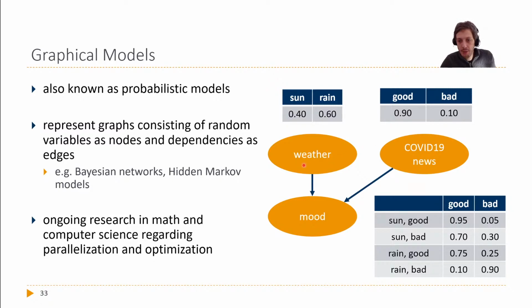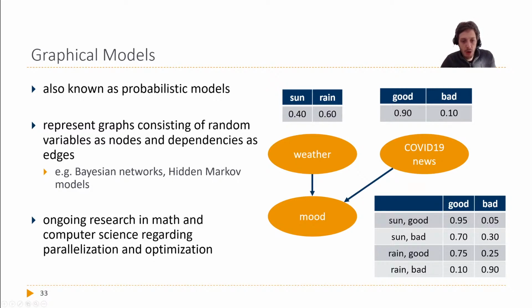This has an impact because, for example, if it's sunny or if it's rainy, then this has an impact of 0.4 probability or 0.6 probability, and COVID-19 has a probability of 0.9 and 0.1, for example. And then you can come up with your overall table that decides whether you're in a good mood or in a bad mood, depending on whether it was sunny and whether the COVID-19 news was good because we had a decreasing number of fatalities, for example, or whether it was raining and you saw on TV that lots of people died from COVID-19. So this is a graphical model that is used in math.